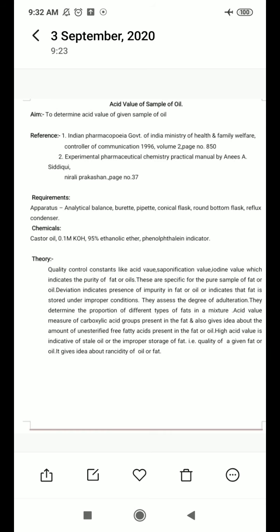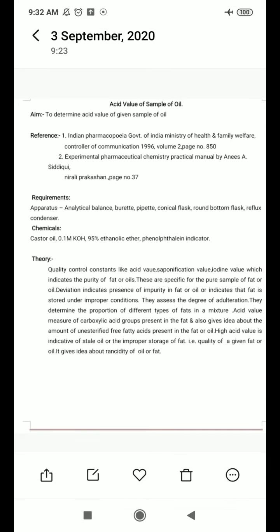Then the second one is the Experimental Pharmaceutical Chemistry practical manual by Anis Siddiqui, Nirali Prakashan, page number 37. So you can refer to Ogle's practical book. Also you can refer to Beckett and Stanley, where procedures are given: how to perform, how to measure the readings, how to record the readings, how to calculate. This information is mentioned in the practical books.